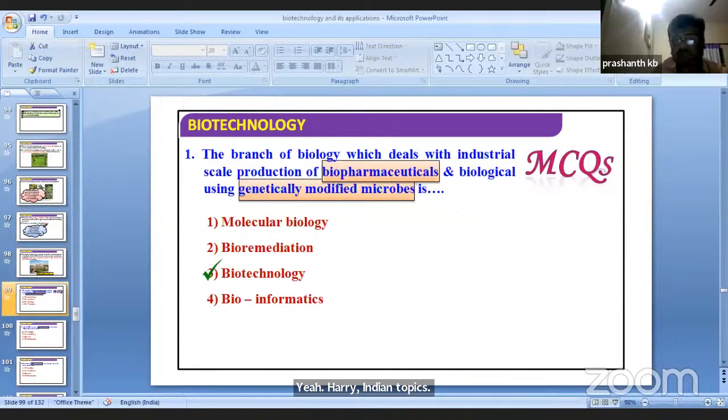Okay. Let us solve some questions here. Can you see this slide? Let us start. So first question. As I am a little bit tired, can anyone help me with the answers? The first one is definitely biotechnology only. Can you type the answer for the first question? The branch of biology which deals with industrial scale production of biopharmaceuticals and biologicals using genetically modified microbes is called biotechnology. That is the answer.